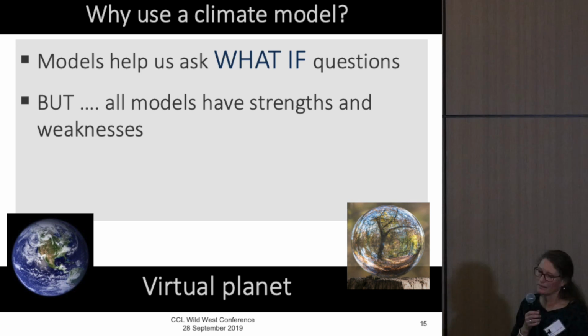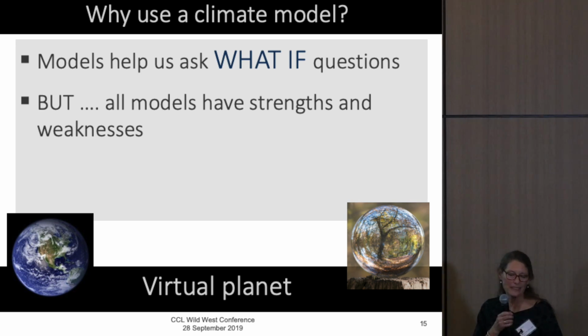So we know models help us to ask what-if questions, and we also know that models have strengths and weaknesses, and each model has its own strengths and weaknesses. So how do we choose? How do we know we've got the right model and that it's doing what we want it to do and that we can believe the results?